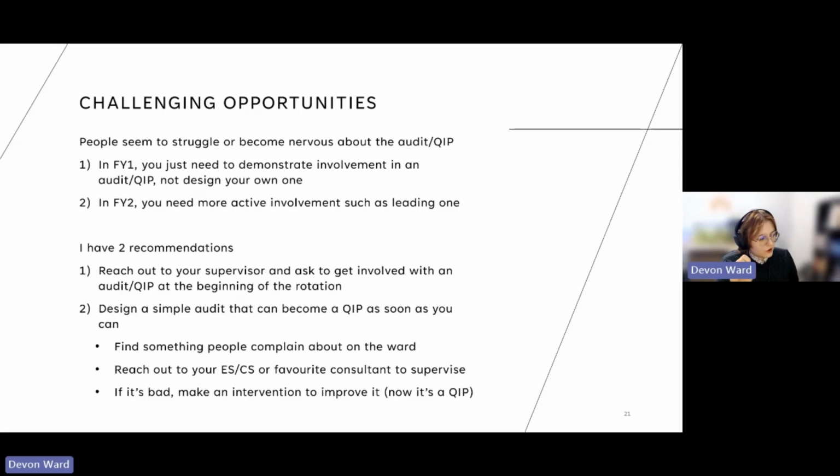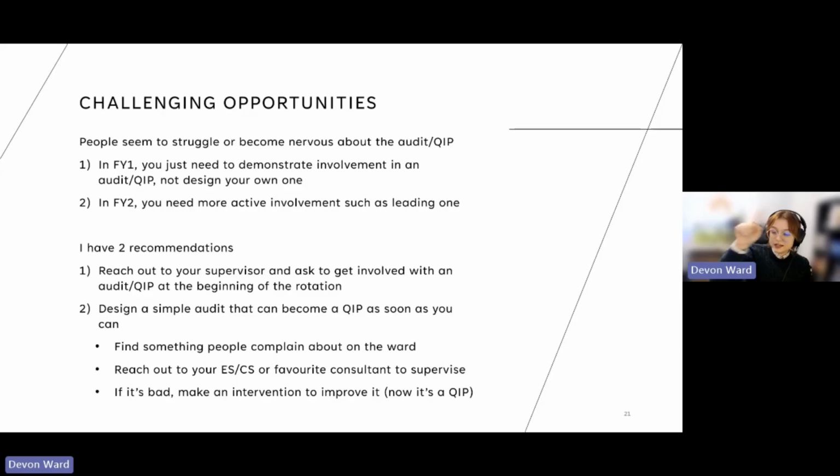And then if not, I would recommend designing a simple audit that can become a QIP. What I mean by that is you need to go to your ward, as you all are, I hope, and just listen to what people complain about on the ward, because what people are complaining about is what is going wrong. Then reach out to your educational supervisor, your clinical supervisor, or just your favorite consultant and say, would you mind supervising me doing a project on whatever the problem is? Once you've done some data collection, in theory it's bad because people are complaining about it. And if it's bad, you can make an intervention to make it better. And now that's a QIP.